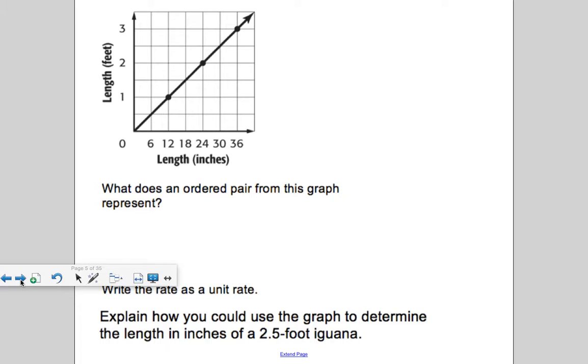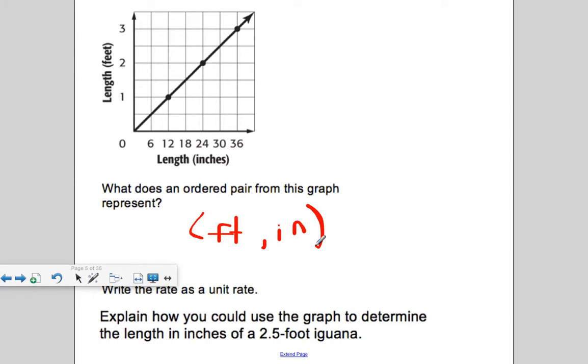So what does an ordered pair from this graph represent? This is about feet and this is about inches. 1 foot has 12 inches. 2 feet has 24 inches. 3 feet has 36 inches. Oh, I know what it represents. It represents the number of feet that correspond to its equivalent inches.